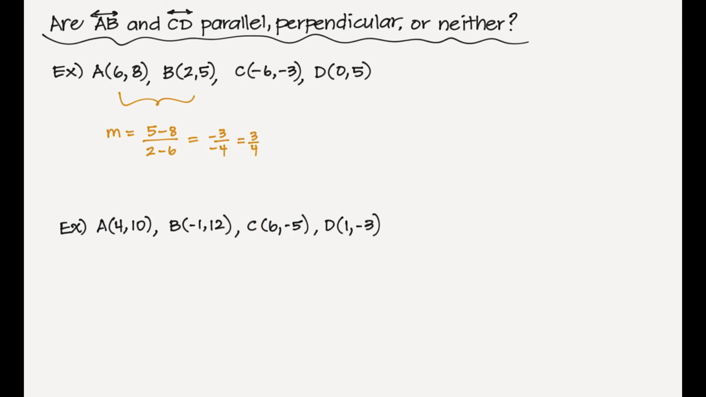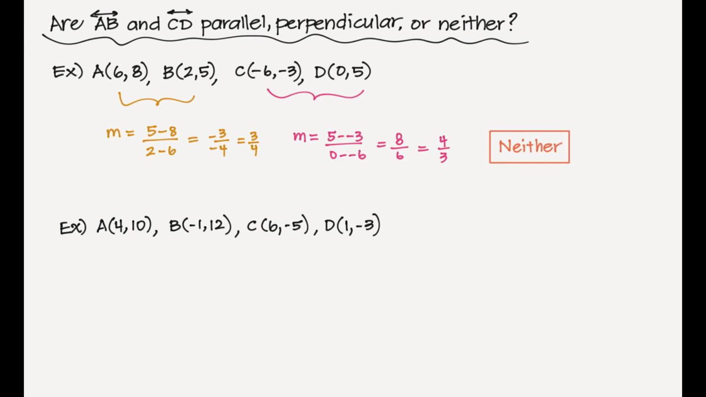Now for the C, which is negative 6, negative 3, and D, which is 0, 5, I'm going to find the slope. 5 minus negative 3 over 0 minus negative 6 is equal to 8 over 6, which equals 4 over 3. They are reciprocals, but they are not opposite signs, so I would say that they are neither.